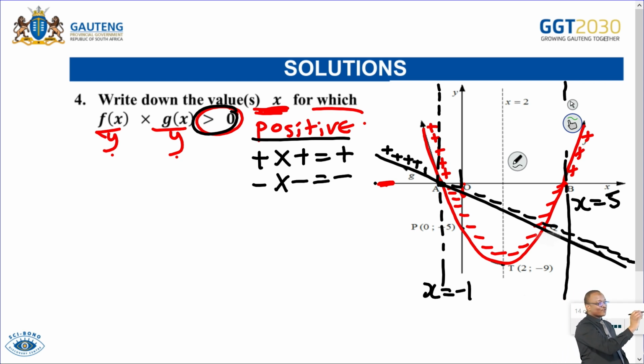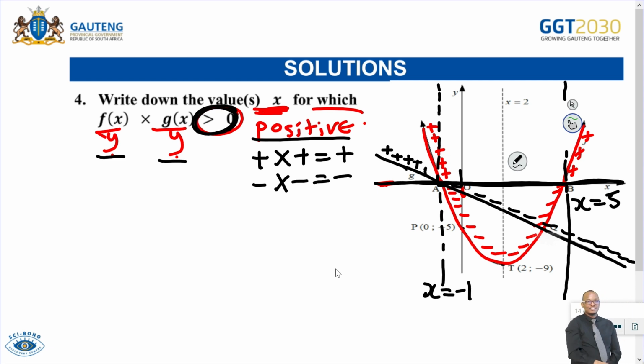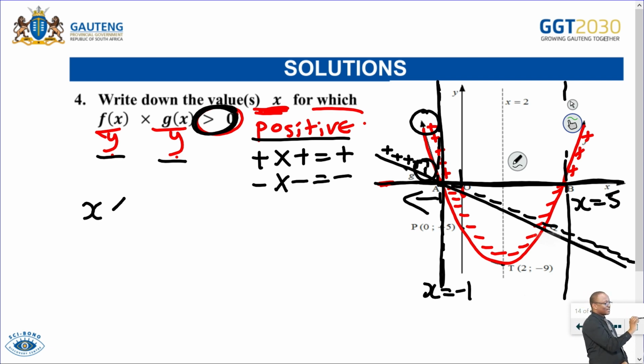From the x values, remember the question says we must determine the x values where, when I multiply the y values, I must have greater than 0, which is positive. Now, in this case, you can see that from this -1 going to the left, I have positive values of f and positive values of g. It means x less than -1.